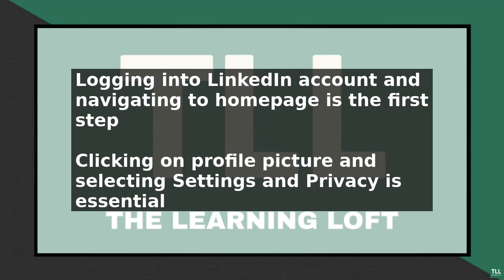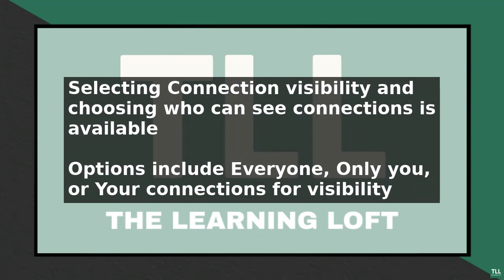Then select Connection Visibility. Here, you will see the option to choose who can see your connections. You have 3 options: everyone, only you, or your connections. To hide your connections, select Only You. This means only you will be able to see your connections, and they will be hidden from everyone else.